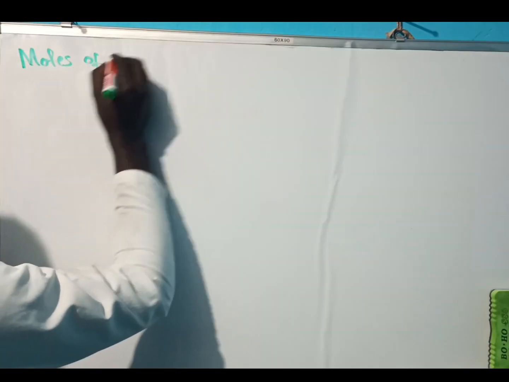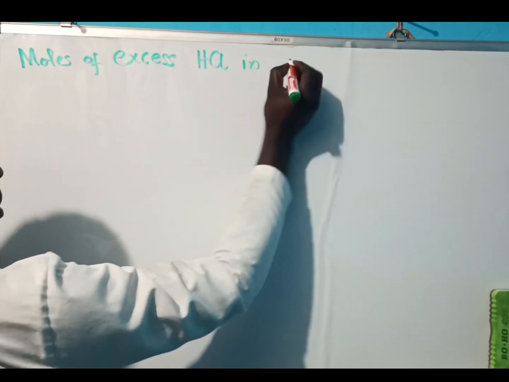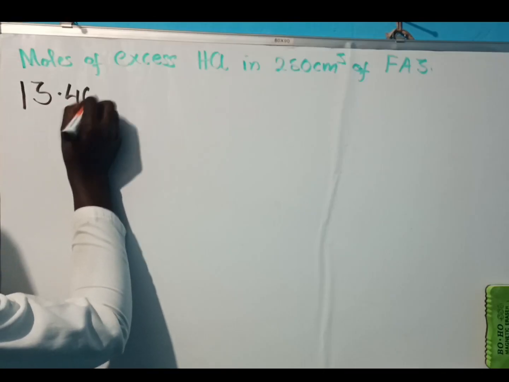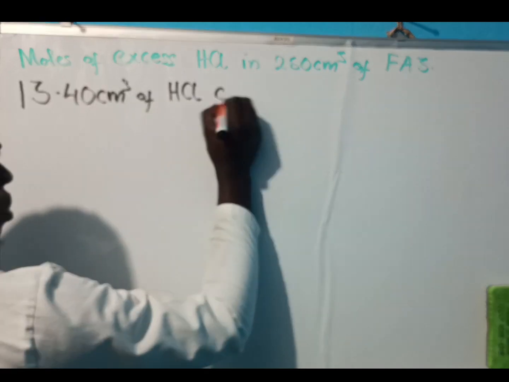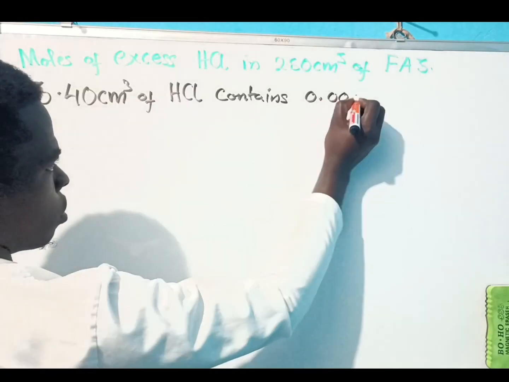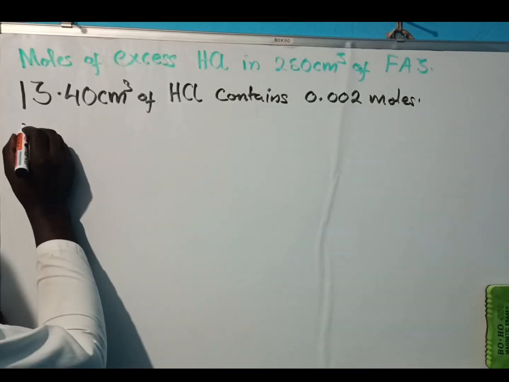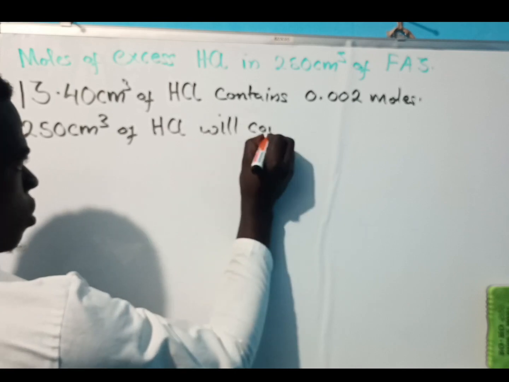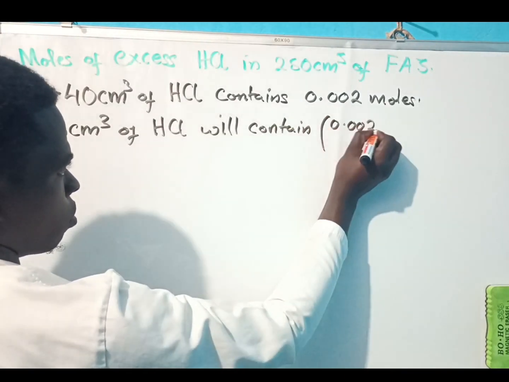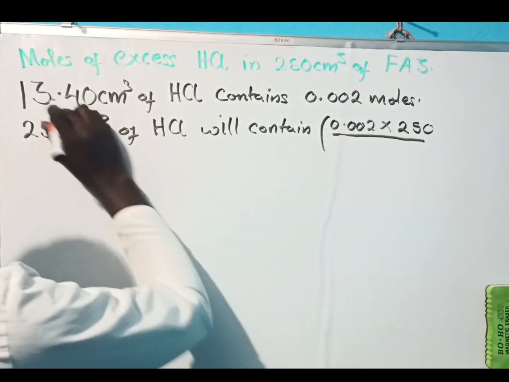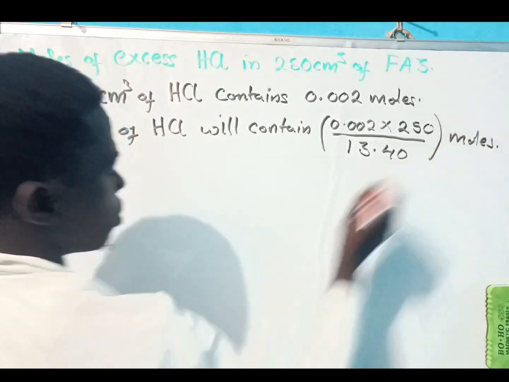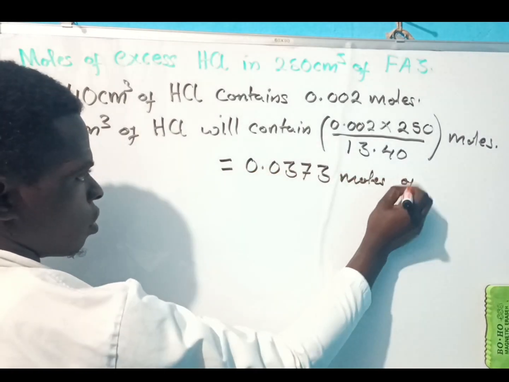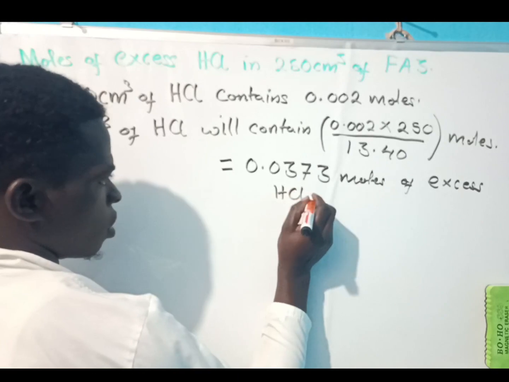Let us determine the moles of excess hydrochloric acid in 250 cubic centimeters of Fa3. 13.40 cubic centimeters of hydrochloric acid contains 0.02 moles. What about the 250 cubic centimeters of HCl will contain? That is 0.02 times 250 over 13.4. These are moles, giving 0.0373 moles of excess hydrochloric acid.